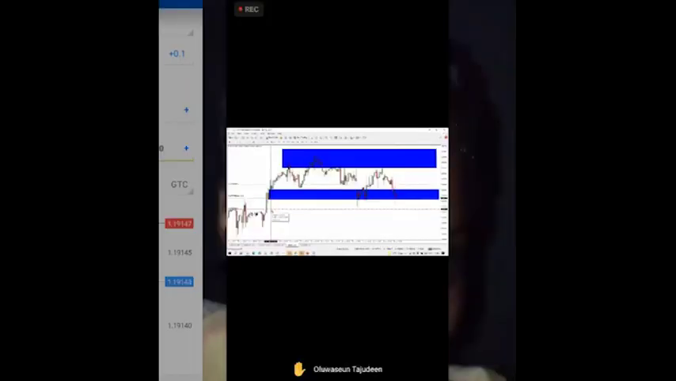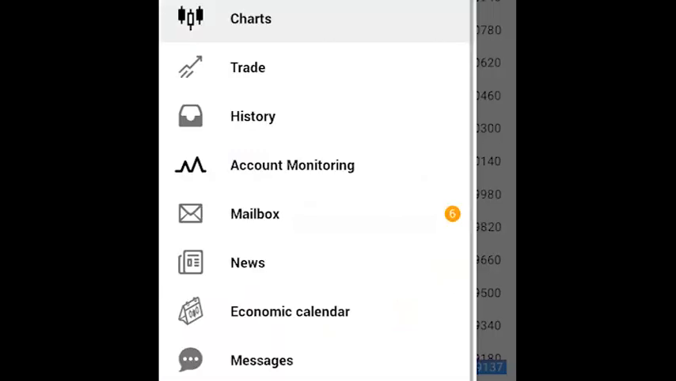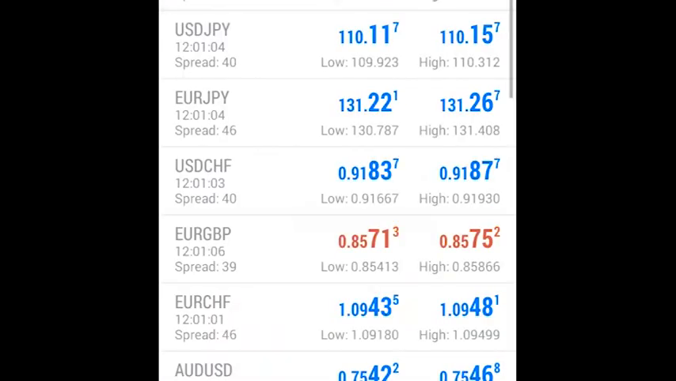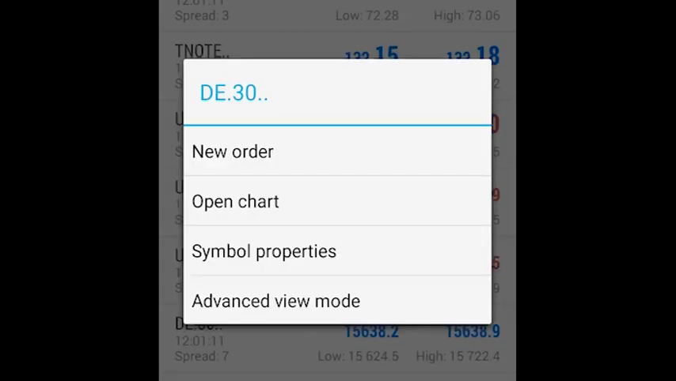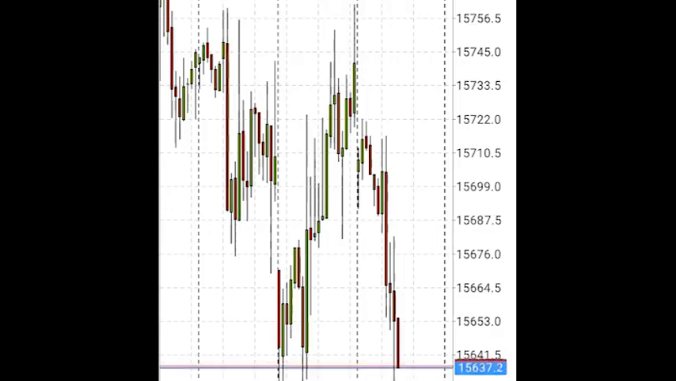All you need to do is, number one, identify D30. Go and check where D30 is. For me, D30 should be down here. So I pick D30, the chart. I open the chart, and I'm already on a buy on D30.